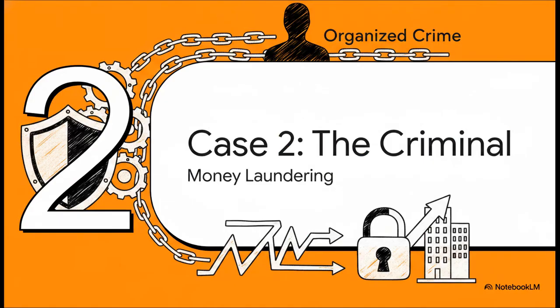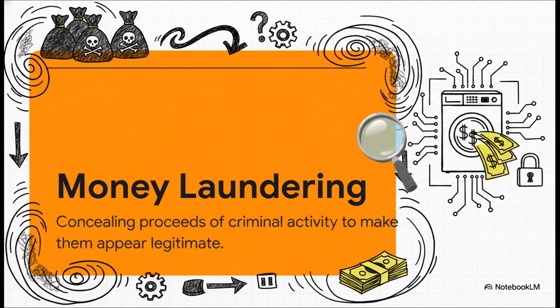All right, let's move to case two, the criminal. This is all about money laundering and the Proceeds of Crime Act. Here, we step into a realm where you act as a vital shield, literally preventing organized crime from infecting the legitimate economy. First, we've got to define the enemy. Money laundering is the act of concealing the proceeds of criminal activity to make them appear completely legitimate. It's all about taking dirty money and trying to make it look clean.